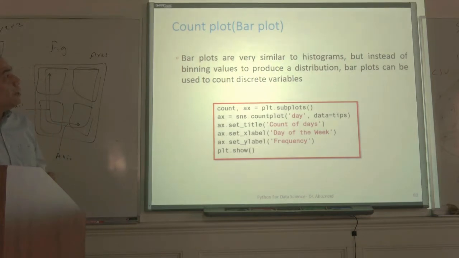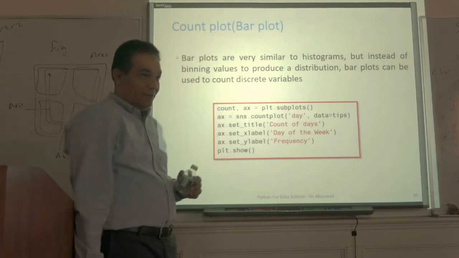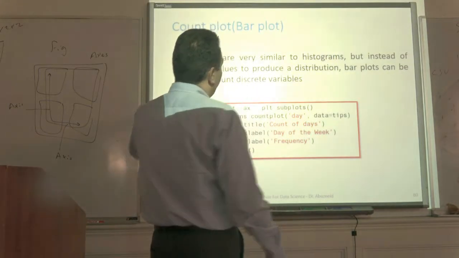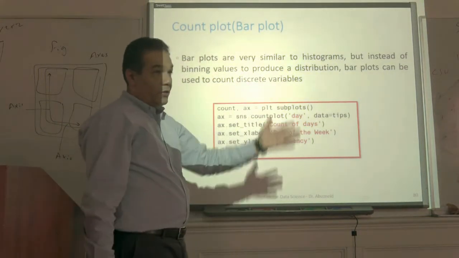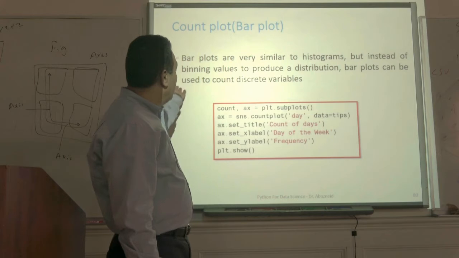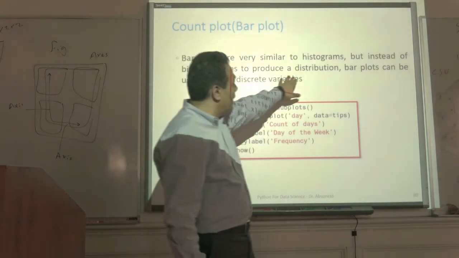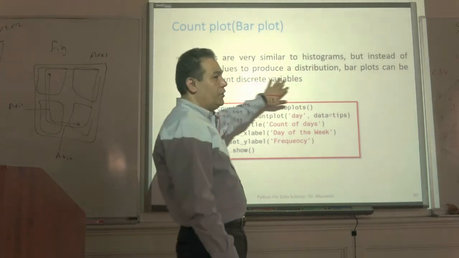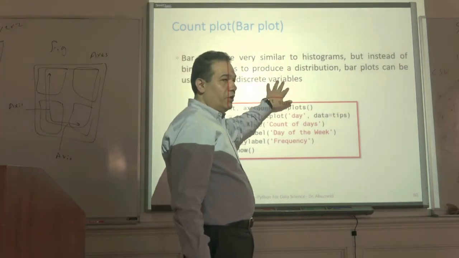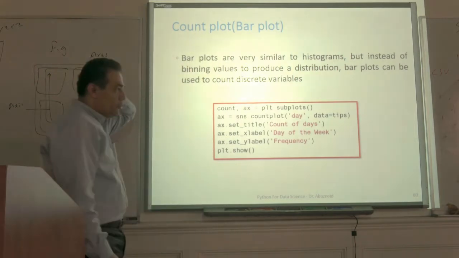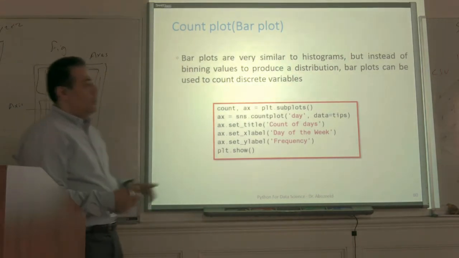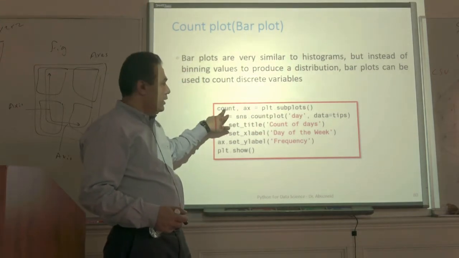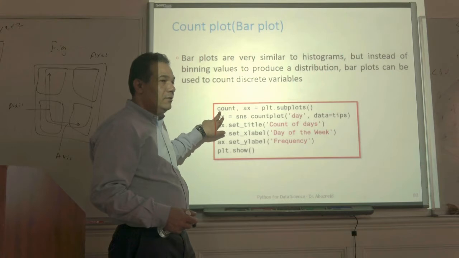So the count plot, or the bar plot. Bar plots are very similar to histograms, but they are not histograms. Instead of binning values to produce a distribution, bar plots can be used to count discrete values. Same thing as before: you start with plt.subplots, and you give me the axis and the plot.